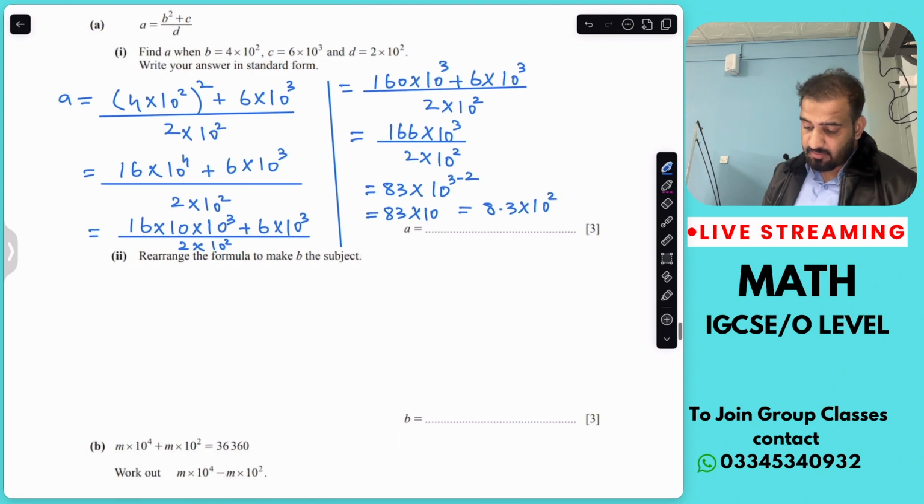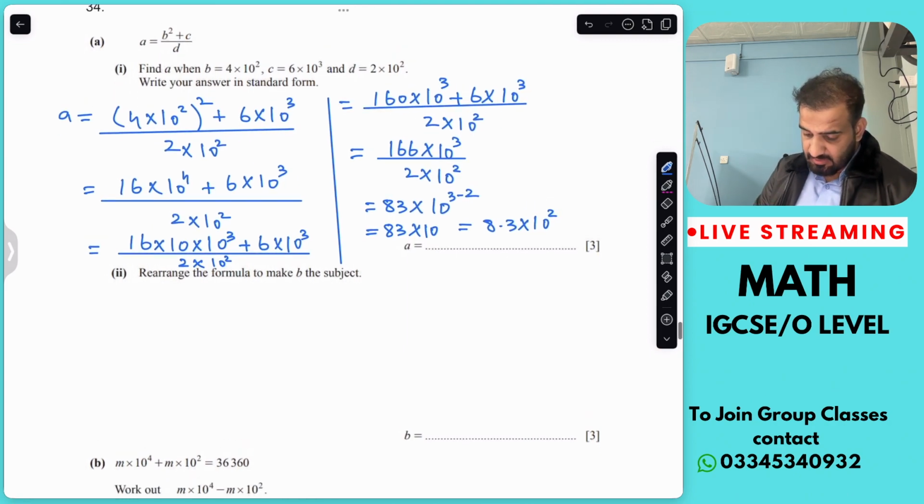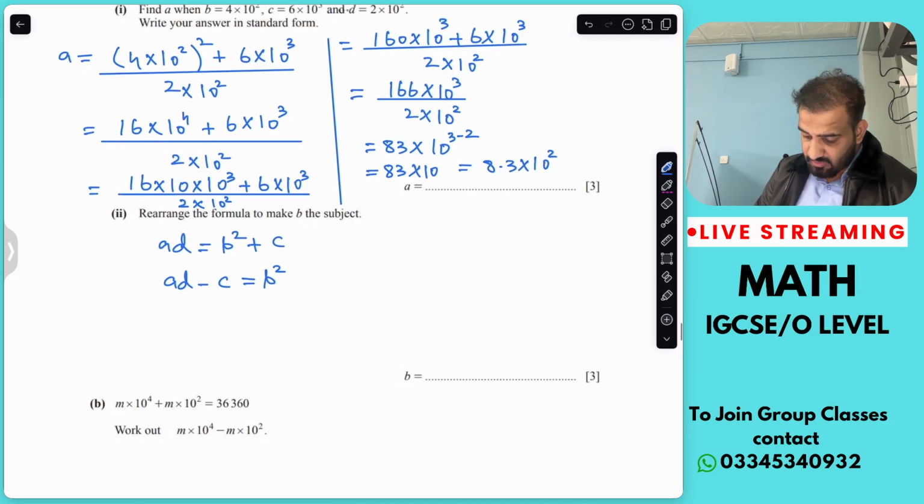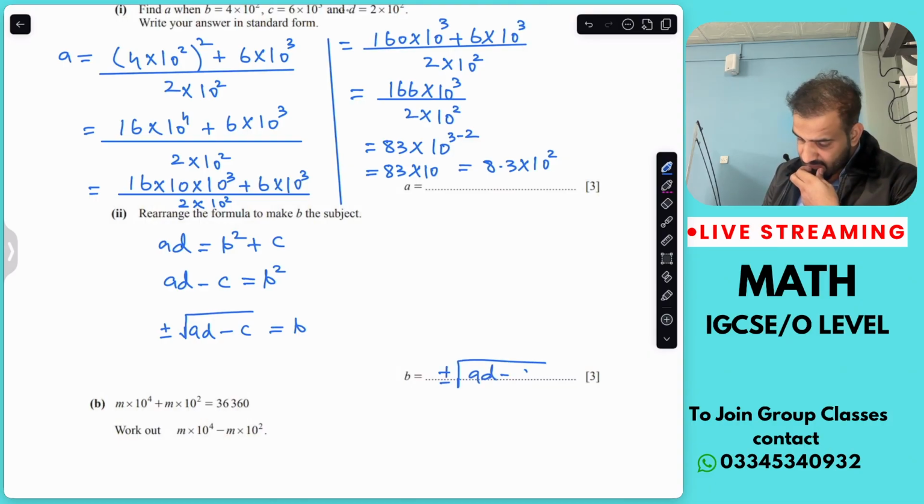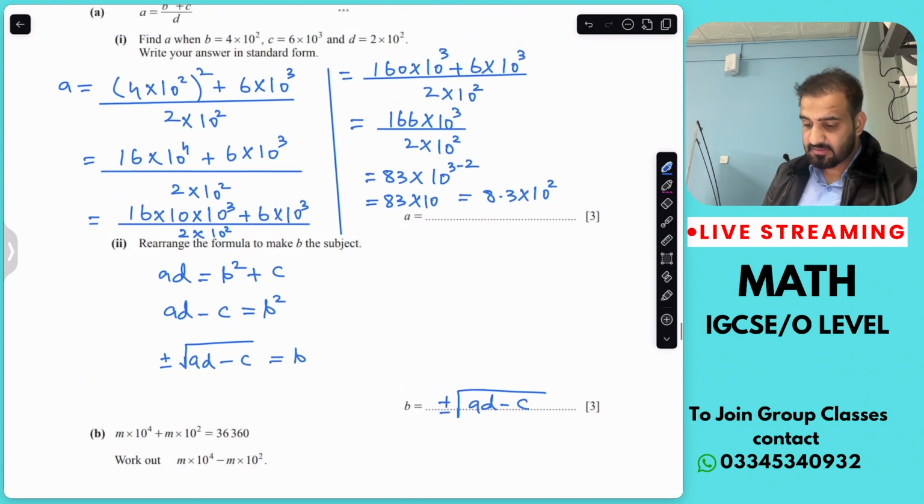Rearrange the formula to make B subject. So AD is equal to B square plus C. So AD minus C is equal to B square. Take square root on both sides. Never forget to write plus minus, so plus minus square root of AD minus C is equals to B. That's it.